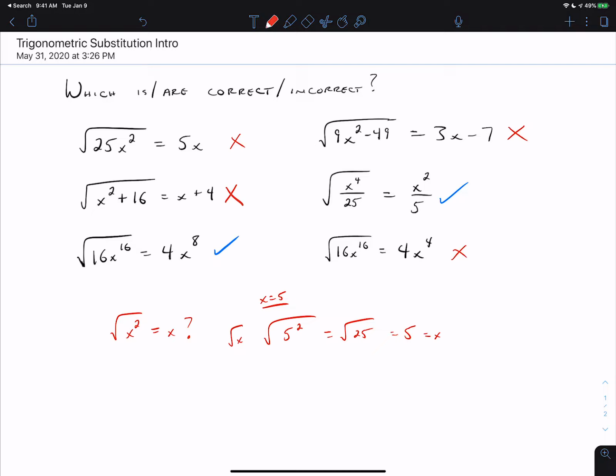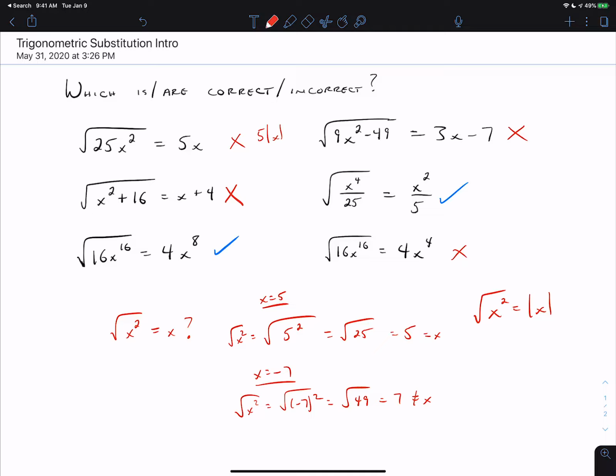So let's write it that way. The square root of x squared is equal to the square root of 5 squared, which is then equal to x. But if x is, say, negative 7, then the square root of x squared is equal to the square root of negative 7 squared, which is the square root of 49, which is 7, and that's not equal to x. In general, you can say that the square root of x squared is equal to the absolute value of x, and so a correction on this would be 5 times the absolute value of x.